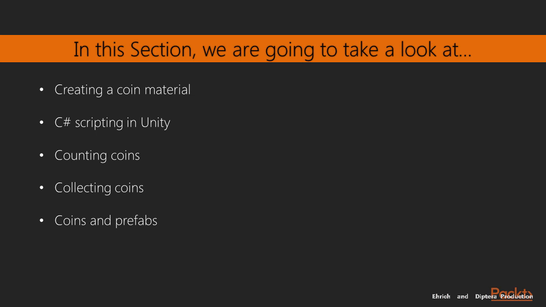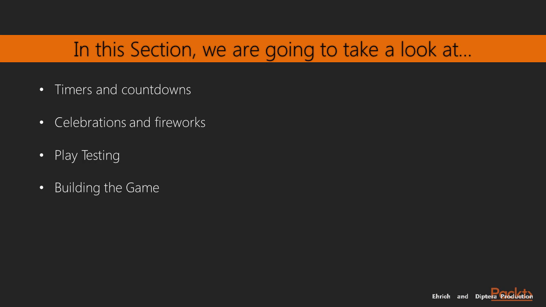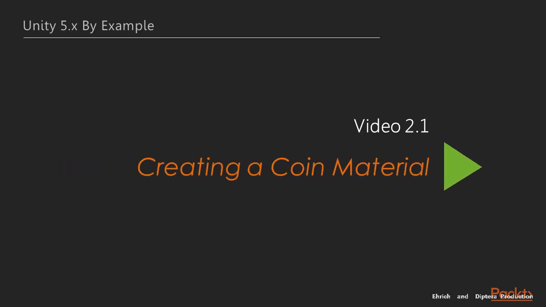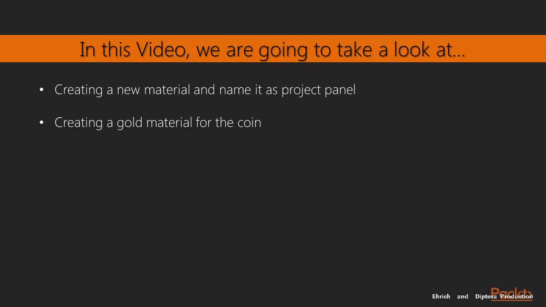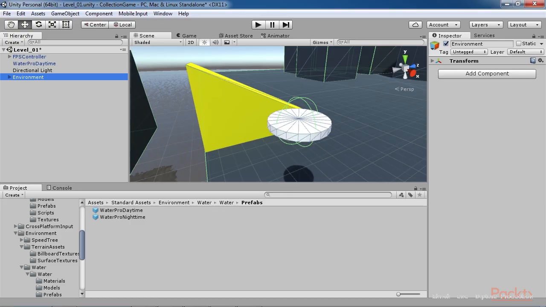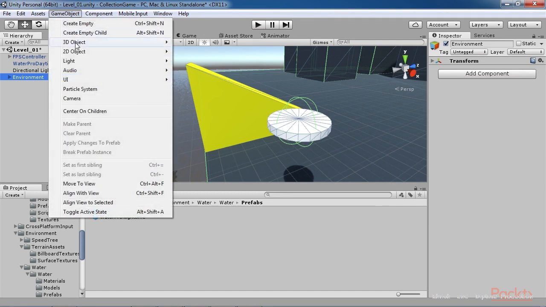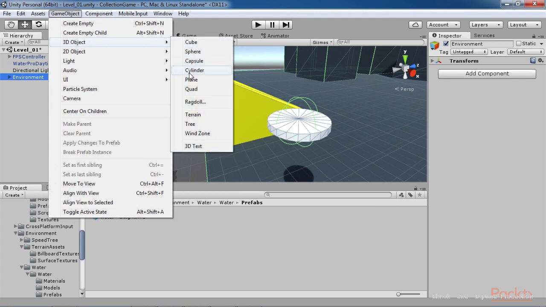This section will demonstrate the following topics: material creation, prefabs, coding with C#, writing practice scripts, using particle systems, building and compiling games. Now we'll see the first video of Section 2, creating a coin material. In this video, we'll learn how to create a coin material. The previous section closed by creating a basic coin object from a non-uniformly scaled cylinder primitive. This object was created by selecting Game Object, 3D Object, Cylinder from the Application menu.